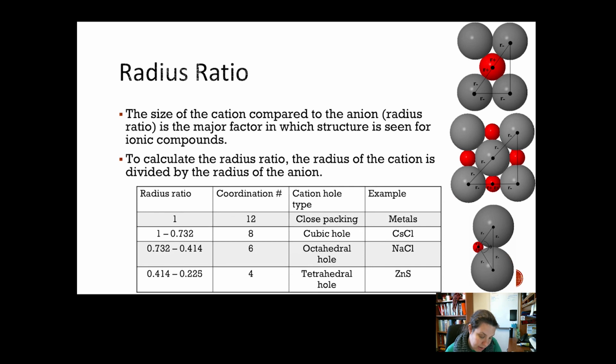Here, these three right here are going to be the cation holes that we have. Again, cation radius divided by anion radius gives us our radius ratio. If that value is between 0.732 and 1, we get a coordination number of 8 and a cubic hole. If the radius ratio is a little bit smaller, between 0.414 and 0.732, we get a coordination number of 6, an octahedral hole, and even smaller, between 0.414 and 0.225, we get a coordination number of 4 and a tetrahedral hole.